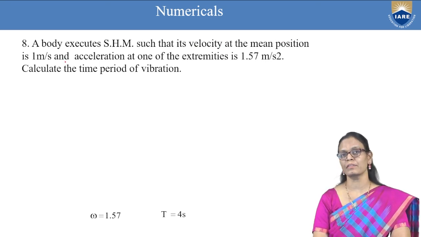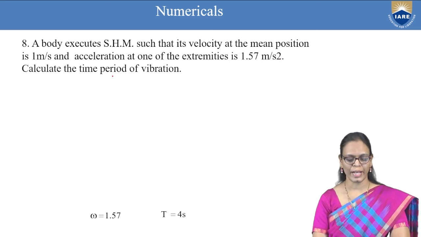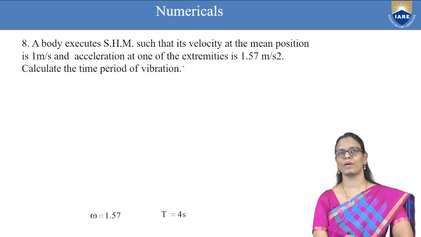Now the next one. A body executes simple harmonic motion such that its velocity at the mean position is 1 meter per second and acceleration at one of the extremities is 1.57 meter per second square. Calculate the time period of vibration.